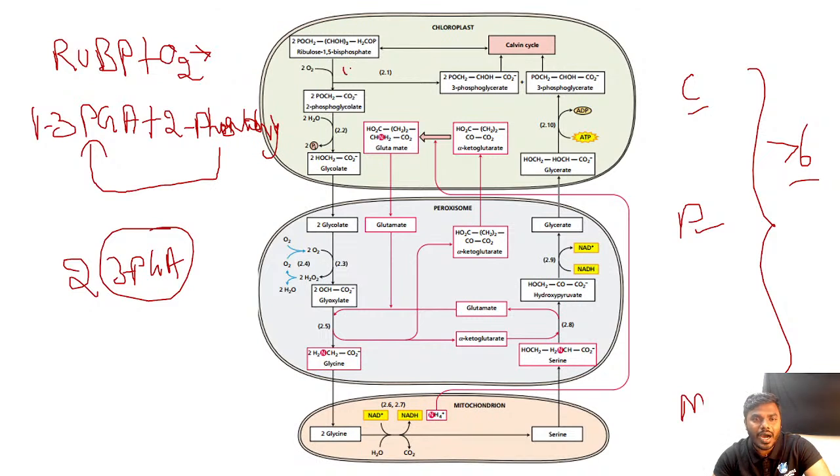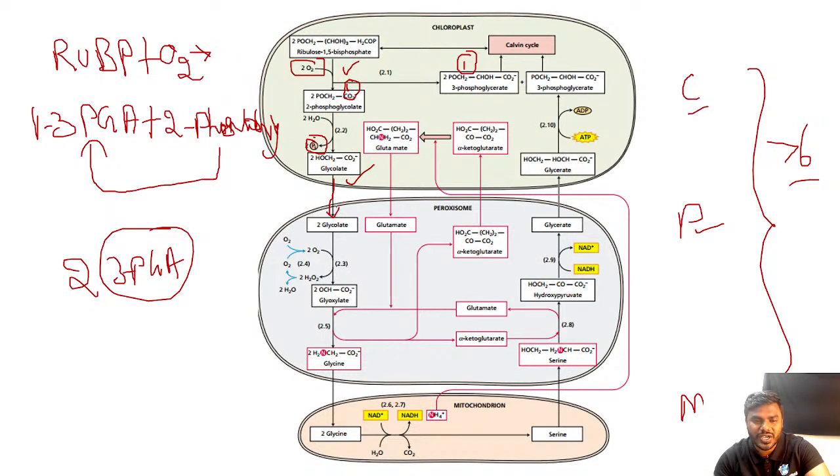Listen to me, friends. I will explain in a simple way. Focus. RuBP fixed the oxygen. I got one molecule of 3-PGA. I got one molecule of 2-phosphoglycolate. Now how am I going to convert the 2-phosphoglycolate back to 3-phosphoglycerate? Everyone, just listen to my words carefully. The 2-phosphoglycolate, upon losing the phosphate group, is converted into glycolate. Now the glycolate from the chloroplast enters into the peroxisome.